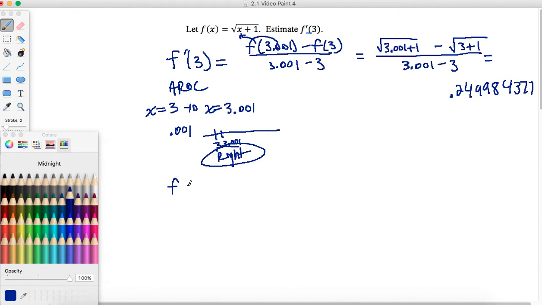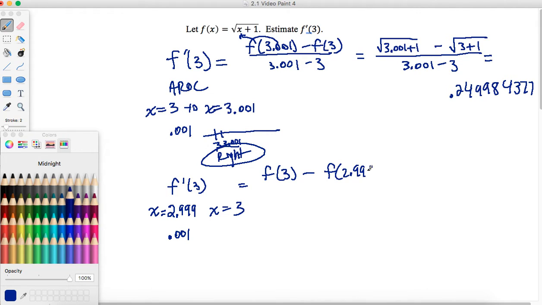If I want to come from the left of 3, I'm going to end at x equals 3, and let's say I still want to do an interval of width 0.001. Well, I'll do 3 minus 0.001, which is 2.999. And so when I plug this into my average rate of change formula, I'm going to do f of 3 minus f of 2.999 over 3 minus 2.999.